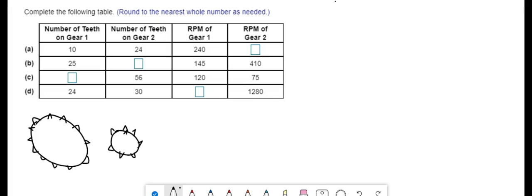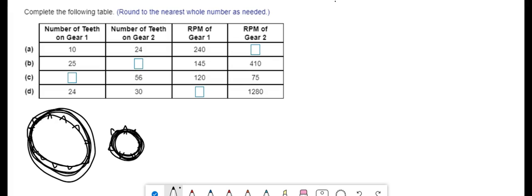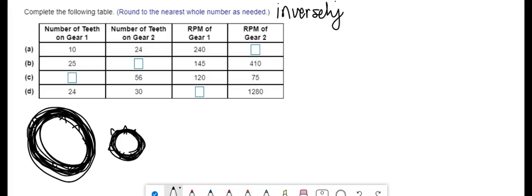And if you recall, the size of the gear is inversely proportional to the RPMs. And so if this thing's turning, it's going to take longer for it to make 1 RPM than it would this smaller one. Therefore, as the number of teeth goes up, the gear is bigger and the RPM goes down. So this is inversely proportional.